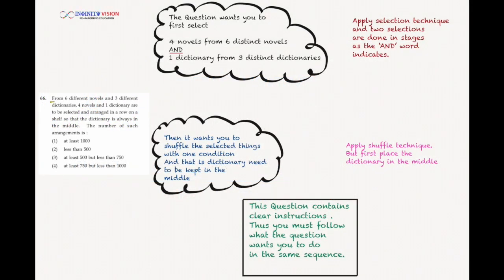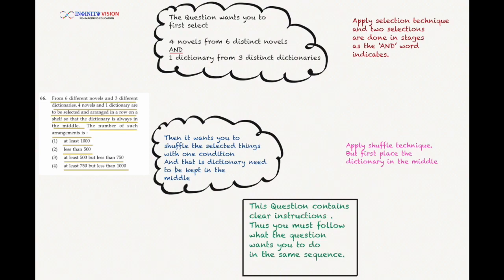From 6 different novels and 3 different dictionaries, 4 novels and 1 dictionary are to be selected and arranged in a row on a shelf so that the dictionary is always in the middle. The number of such arrangements is: option 1, at least 1000; option 2, less than 500; option 3, at least 500 but less than 750; option 4, at least 750 but less than 1000.